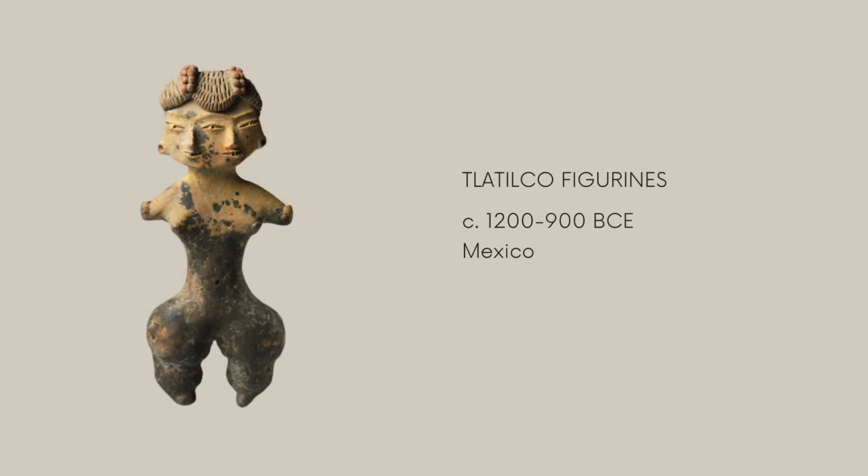The Tlatilco figurines are small figurines from central Mexico. They date from about 1200 to 900 BCE and stand at about 9.5 centimeters tall. These figurines are marked by their small waist, wide hips, and thick thighs. There has been speculation that these represented the ideal body shape for the people at the time. This is compounded by the fact that the majority of these figures are women. It's actually quite rare to see male figurines in pre-Columbian art.